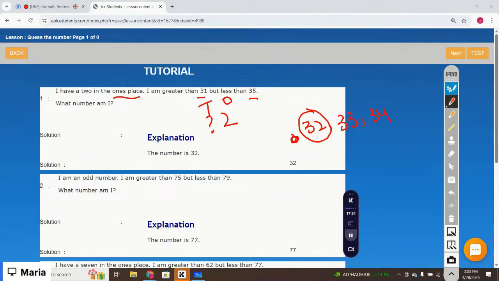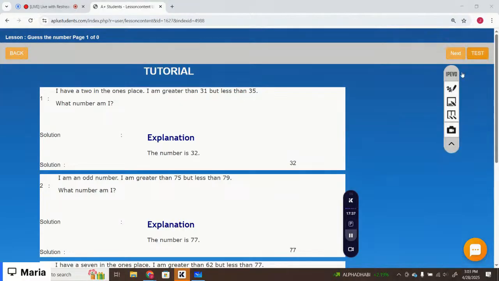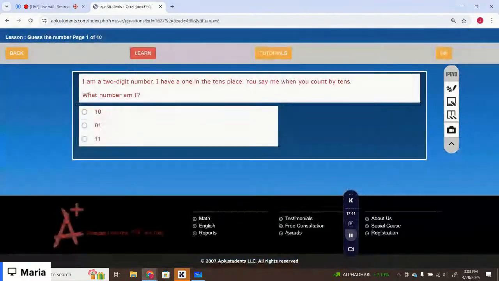Okay, let's just start with the test questions. I am a two-digit number. I have a 1 in the tens place. You say me when you count by tens. What number am I?